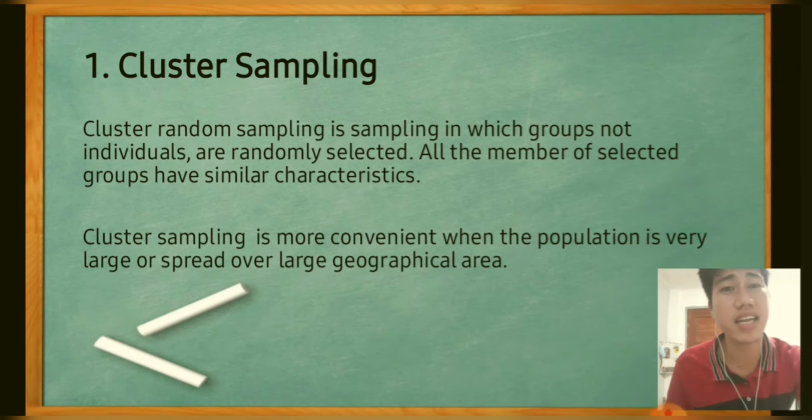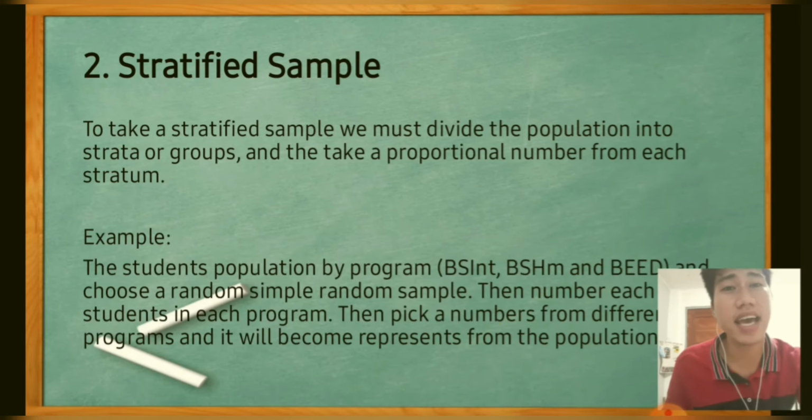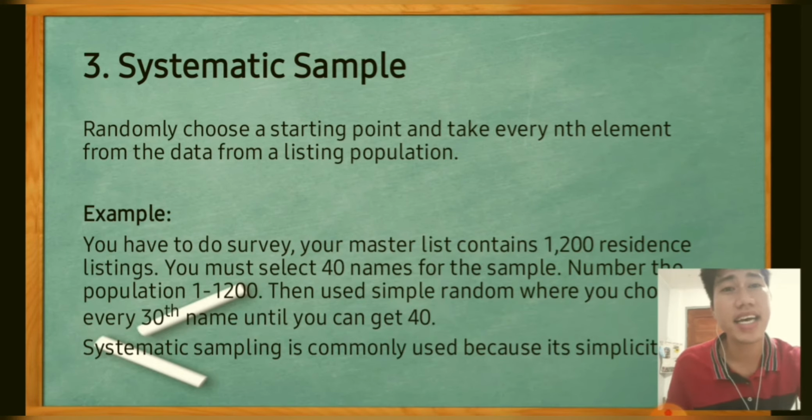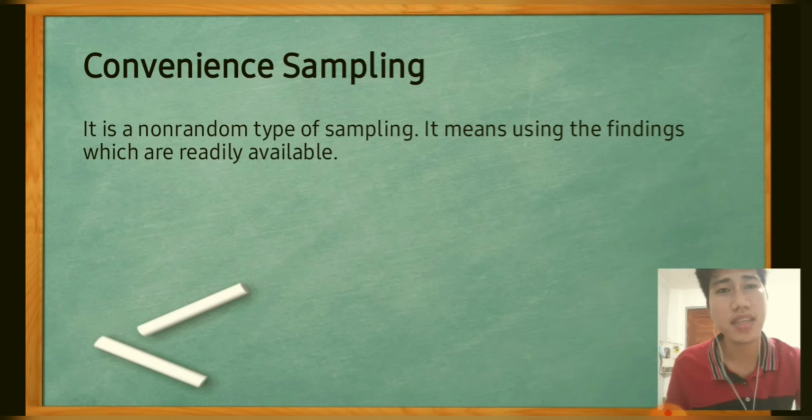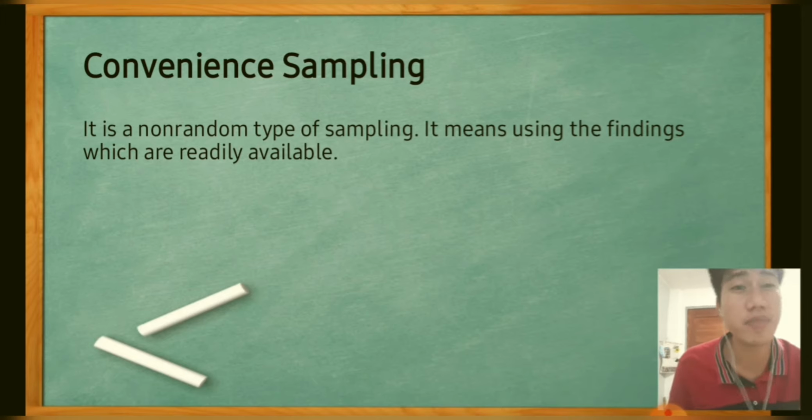So these are cluster sampling, stratified sampling, and systematic sampling. Next is convenience sampling. When we say convenience sampling, it is a non-random type of sampling. So we cannot use simple random techniques for this. It just means using subjects which are readily available. Whoever is available, that becomes our sample.